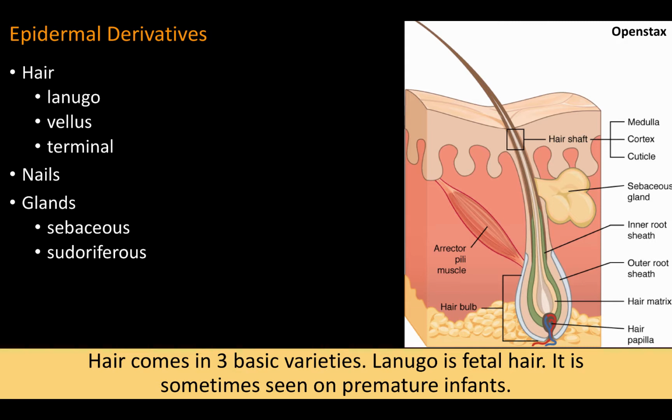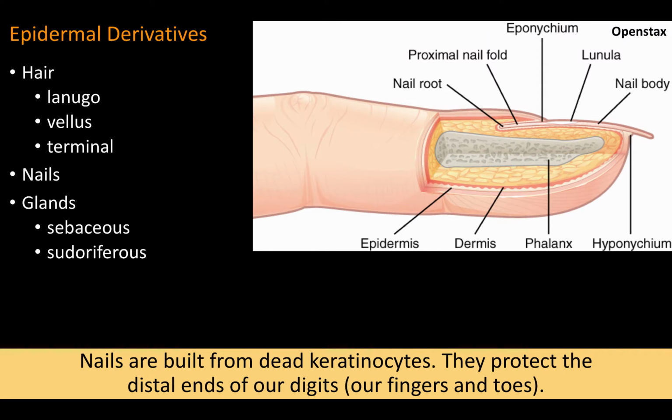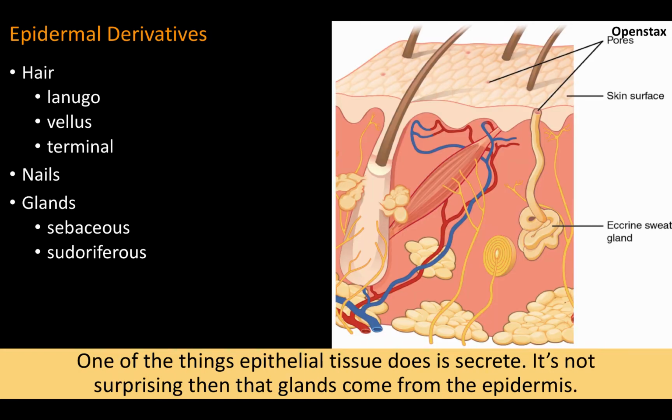Hair comes in 3 basic varieties. Lanugo is fetal hair. It is sometimes seen on premature infants. Vellus is the short, light-colored hair on your face and body. Terminal hair is the thicker, pigmented hair. Nails are built from dead keratinocytes. They protect the distal ends of our digits, our fingers and toes.